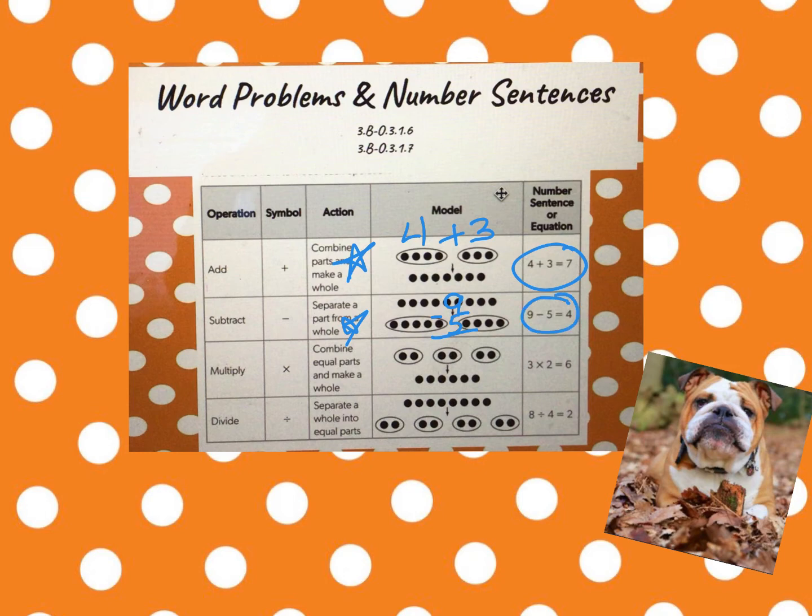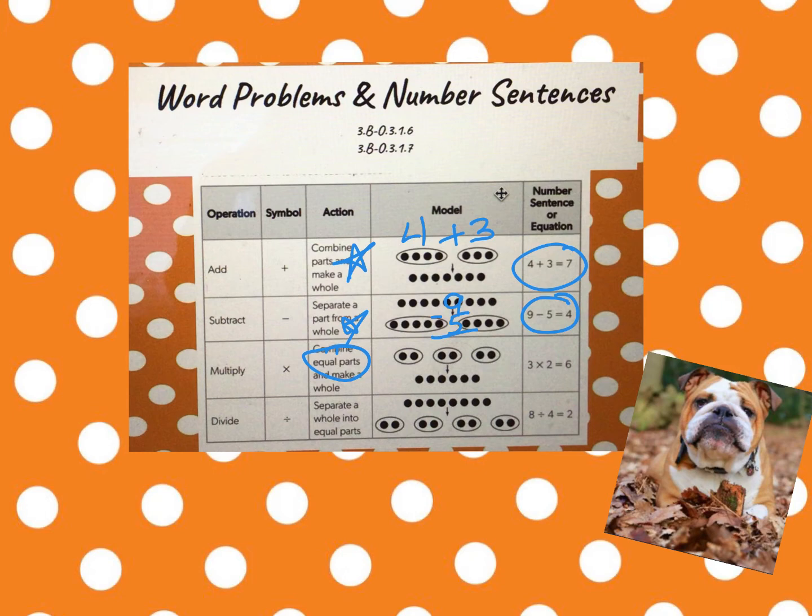4 left over there. So whenever you're separating from a whole, that's when you can subtract, okay? Also, if you're taking away, we would be subtracting as well. So we multiply when we combine equal parts and make a whole. The key word here is equal part, or equal parts. Those are the key words, equal parts.